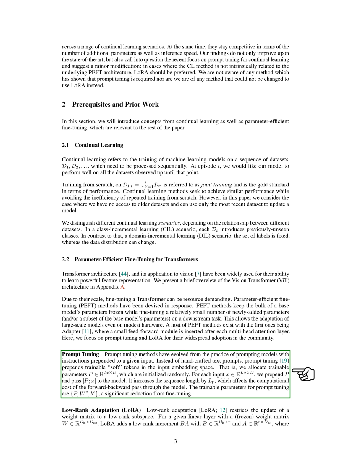Instead of manually crafted text prompts, prompt tuning introduces trainable, soft, tokens in the input embedding space. These trainable parameters are initialized randomly and are added to each input before passing it to the model. This extension increases the sequence length and impacts the computational cost of running the model. Compared to full fine-tuning, prompt tuning significantly reduces the number of trainable parameters.